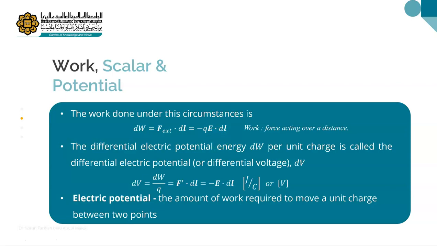The differential electric potential energy dW per unit charge is called the differential electric potential. So when you have dV, that would be equal to dW over Q, which is the differential electric potential energy over the unit charge. And this would give minus E dot dL, in terms of joules per coulomb or volt.